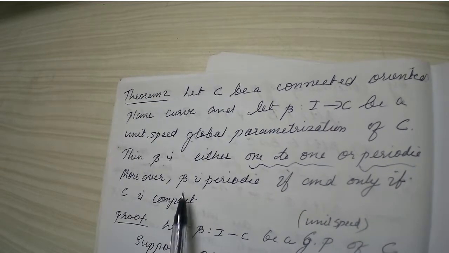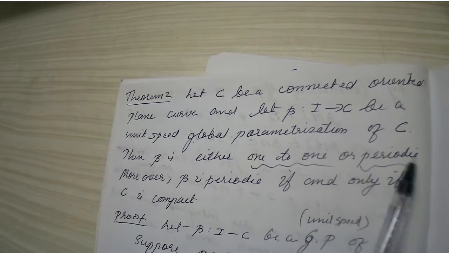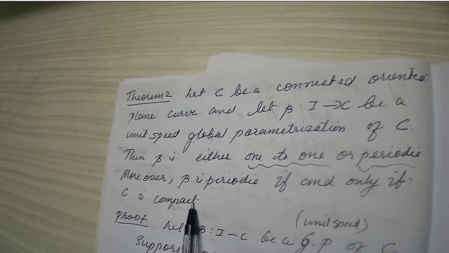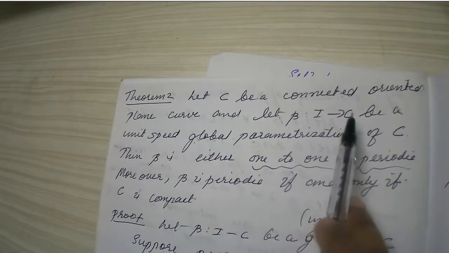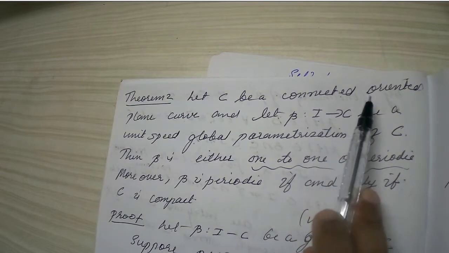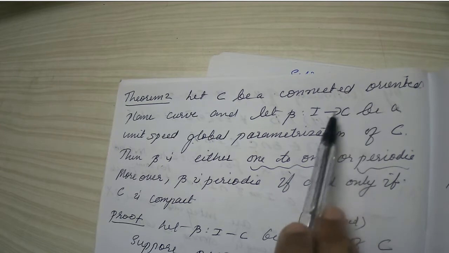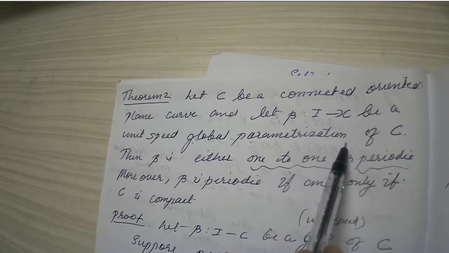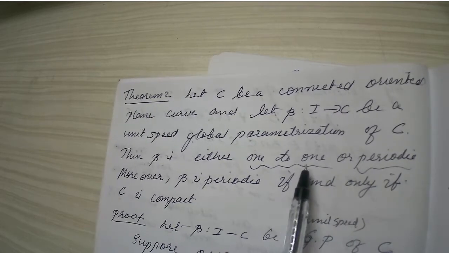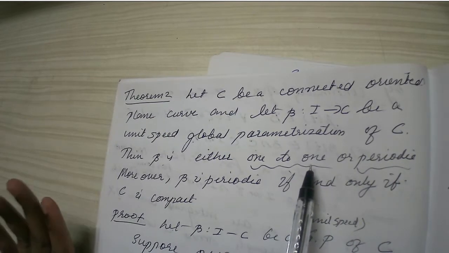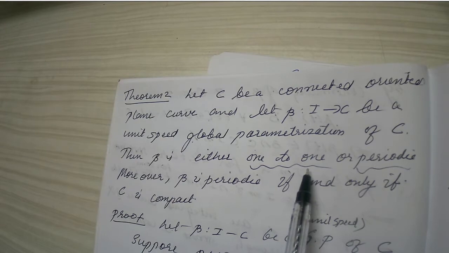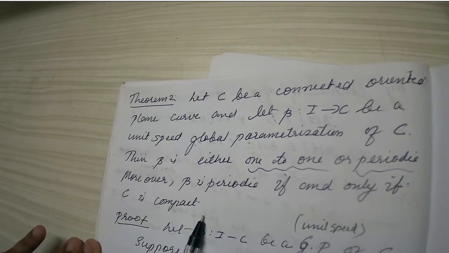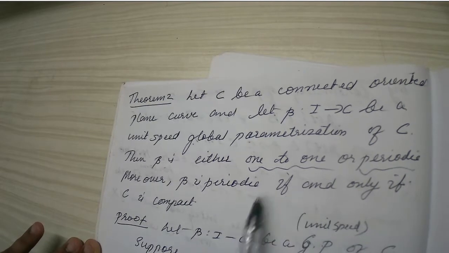Now another result we have to prove is, if β is periodic, then that is if and only if C is compact. So whatever connected oriented plane curve we have, it will have a global parameterization. If we consider a unit speed global parameterization, that will be either one-to-one or periodic for sure. If it is periodic, then C will be a compact plane curve. So these are the two results we have to prove.